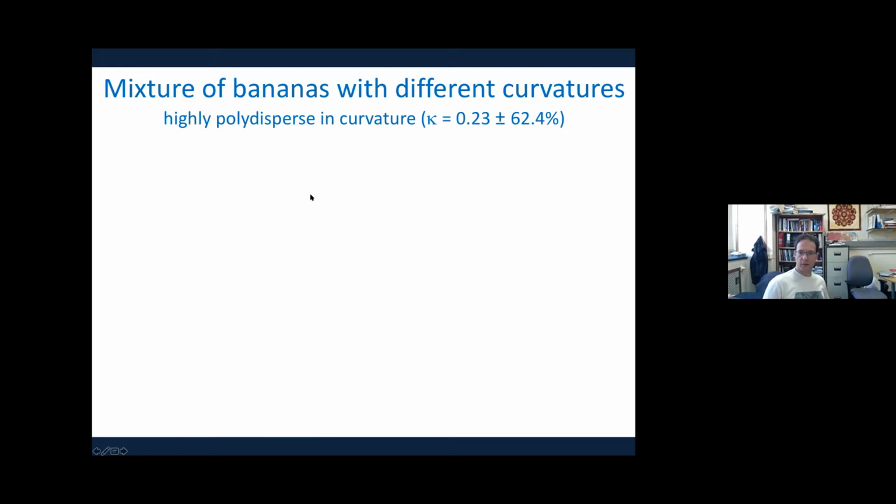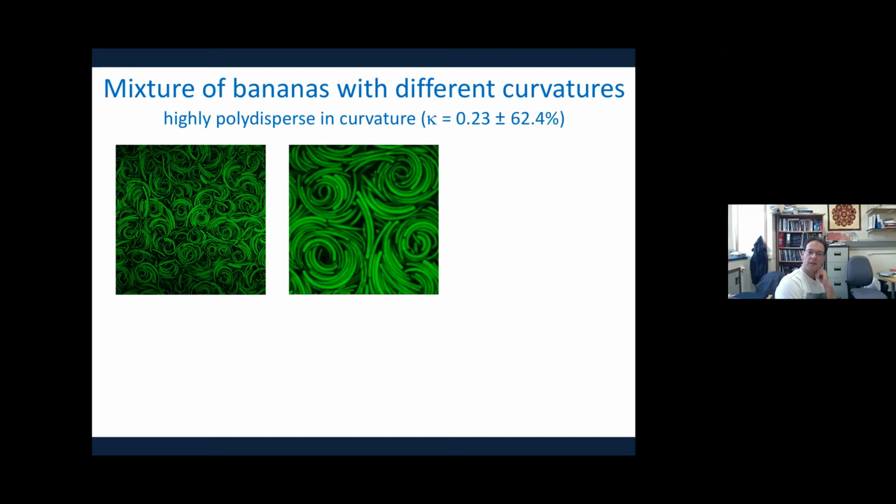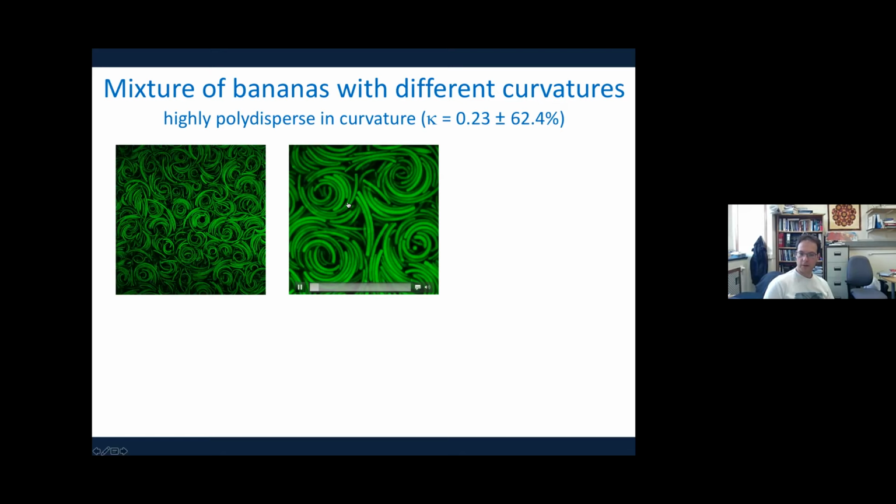And you could ask yourself, okay, why is it interesting? Because usually polydispersity is a bit of a pain in the neck for colloid people, but polydispersity can also do really cool stuff. Because if you do this, what you get is things like this. So you get that these bananas form what we sort of call vortices. They self-assemble into these vortex-like superparticles.